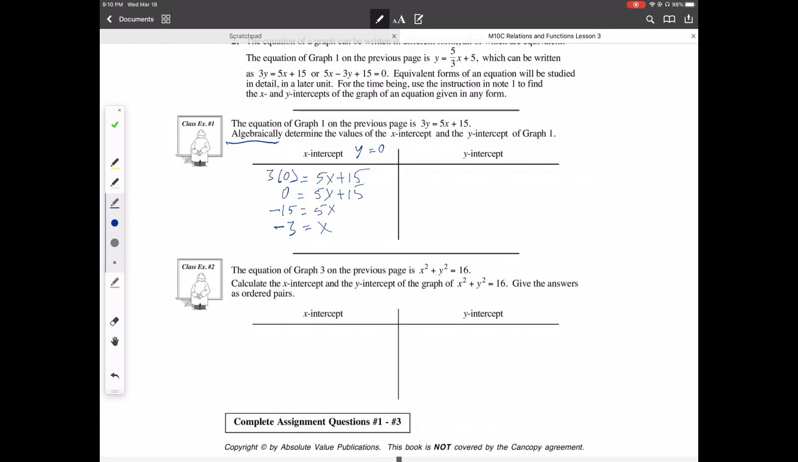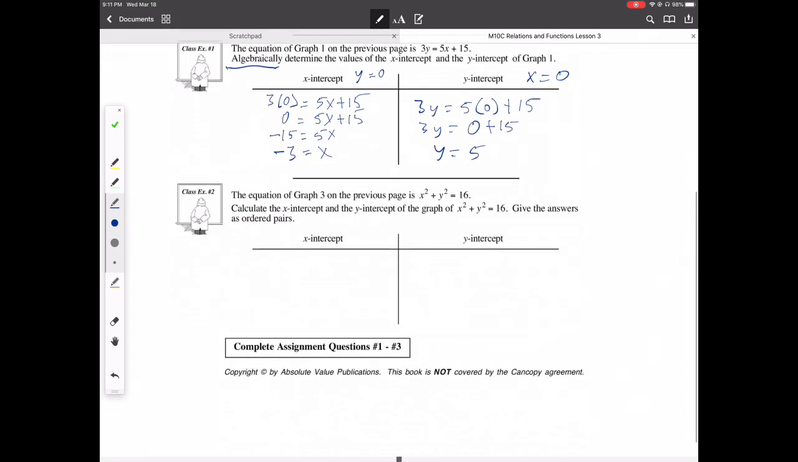If I'm doing the y-intercept, then I'm going to state that x is equal to 0. So in this case, 3y is equal to 5 times 0 plus 15. 5 times 0 is just 0, so that is going to cancel out, which means that when I divide both sides by 3, y is going to equal 5, which once again was a solution we had on the other page, 0 and 5.